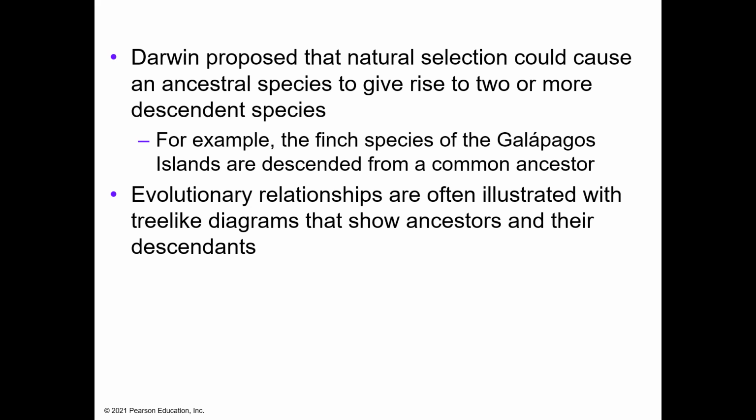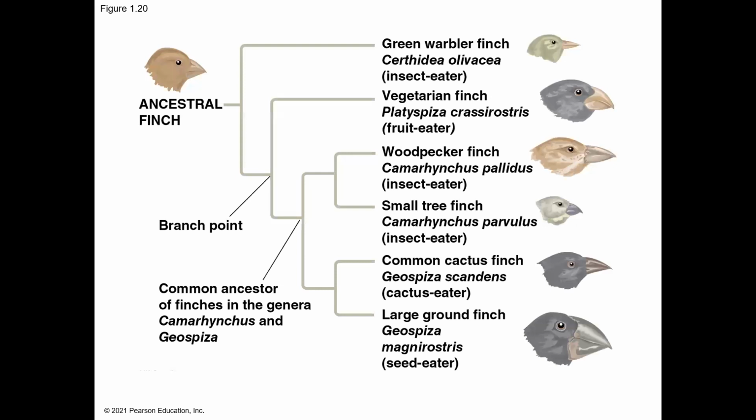So Darwin proposed that natural selection could cause an ancestral species to give rise to two or more descendant species. He proposed that adapting to the environment could lead to speciation. And so he studied the finches of the Galapagos Islands, which were made famous by Darwin. And they often show the shared characteristics and tree-like nature of the speciation of life. So Darwin proposed that there had to be an ancestral finch, probably from the mainland of South America. And as it traveled from island to island, it slowly evolved and adapted to each island, to each habitat that it lived in.